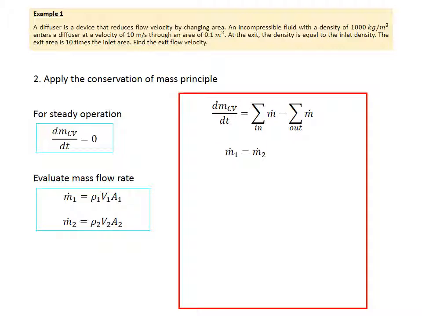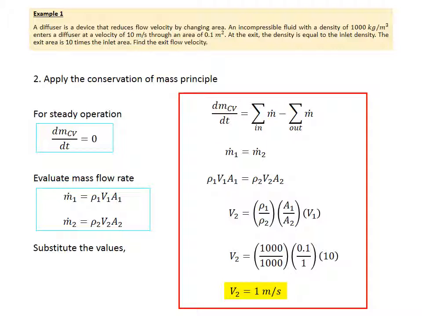We evaluate the mass flow rate, where m1 is equal to ρ1 V1 A1 and m2 is equal to ρ2 V2 A2. Thus, we have ρ1 V1 A1 equal to ρ2 V2 A2. We can solve this equation for the velocity at station 2, which is what we are looking for in this problem. The velocity at station 2 is equal to ρ1 divided by ρ2 times A1 divided by A2 times V1. By substituting the values, we get V2 equal to 1 meter per second.